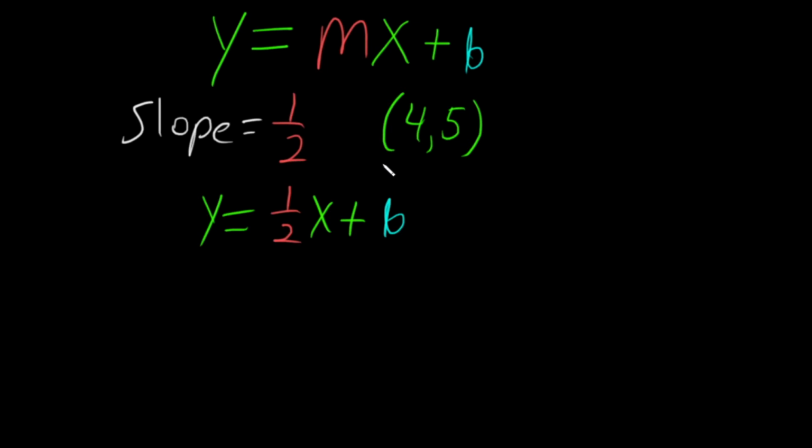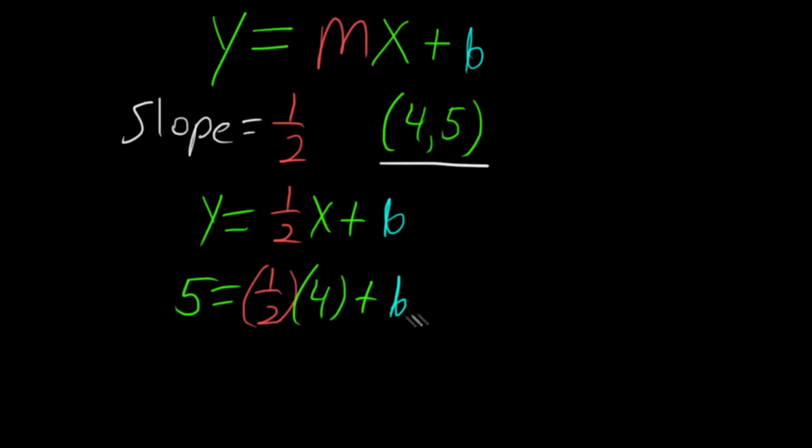However, we were given a point on the line. So what we can do is plug in the 4 for the x and the 5 for the y to solve for b. Now we have 5 is equal to 1/2 times the x, which is 4, plus the unknown b. Let's simplify. 5 is equal to 1/2 times 4 is 2. We still have plus b on the end.